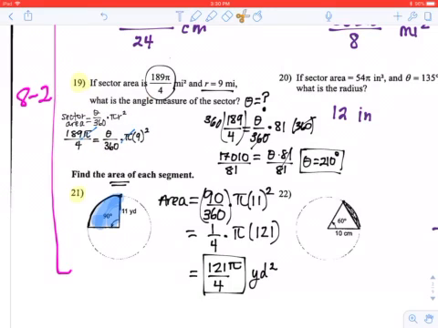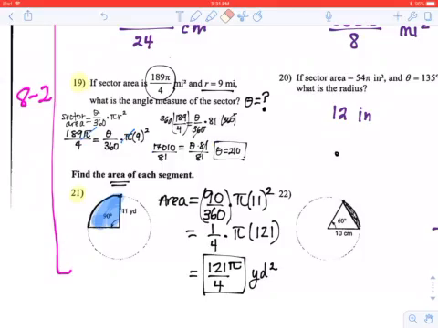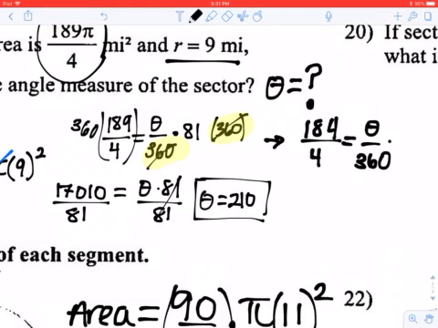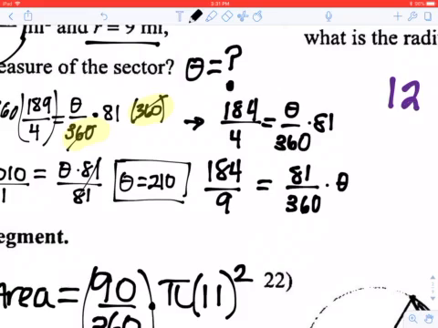If you're like, I don't understand that, that doesn't make any sense, maybe this other way will make a little bit more sense. Okay, so let me move that over. So instead of, if you looked right here, instead of multiplying by 360, what we did here and here, what I'm going to do instead, let me just rewrite it. I had 189 over 4 equals theta over 360 times 81. I can write that as a fraction. 81 is like 81 over 1, right? So this can really be written as 81 over 360 times theta equals 189 over 4.